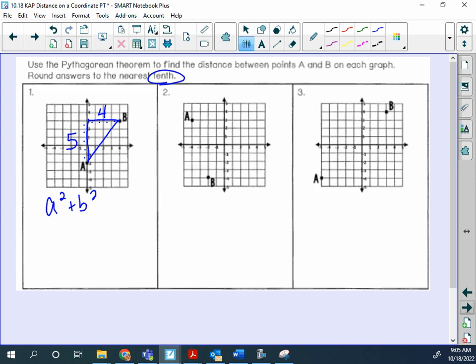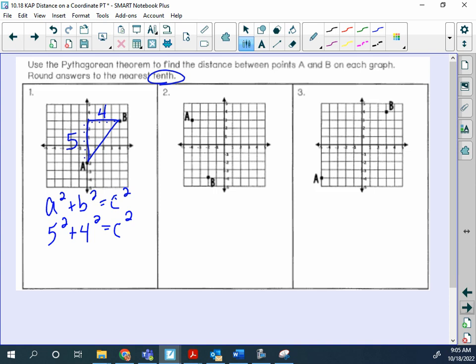And now we're just gonna plug it in. A squared plus b squared equals c squared. So 5 squared plus 4 squared equals c squared. Could I put 4 squared plus 5 squared? Yeah, that doesn't matter, right? What if you put 4 plus 5 squared? Will that work? Is that the same?